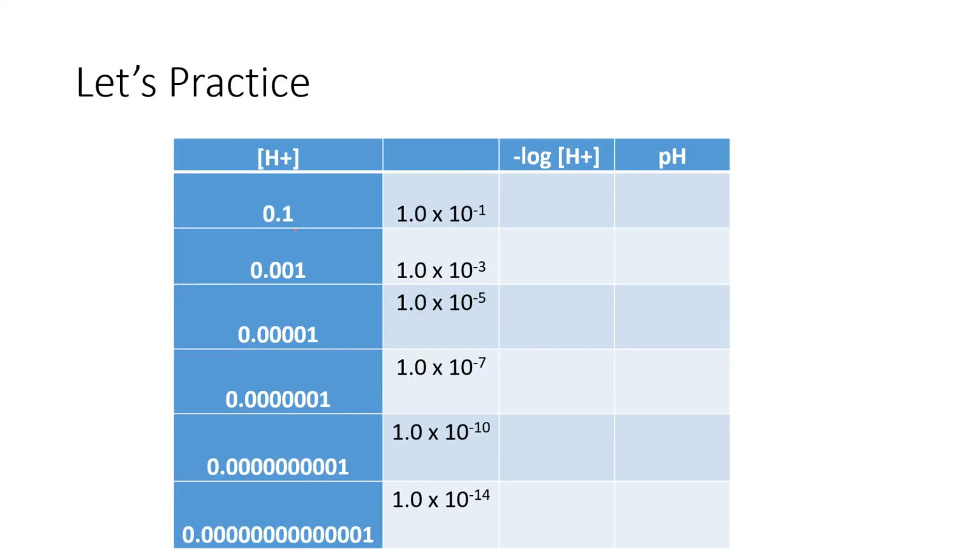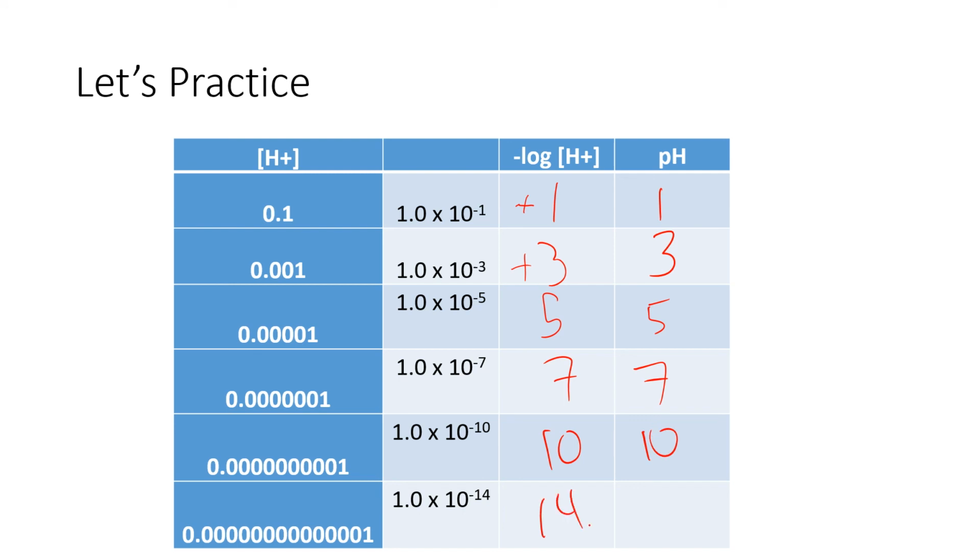So let's look here. 0.1 is 10 to the minus 1. The negative log of H plus, so the log of 10 to the minus 1, is just what the power is here, minus 1. And if we want to make that positive, the negative of negative 1 is positive 1, so the pH is 1. 10 to the minus 3, the log of that is minus 3. Negative minus 3 is positive 3, so therefore the pH is 3. This would be 5 and 5, 7 and 7, 10 and 10.